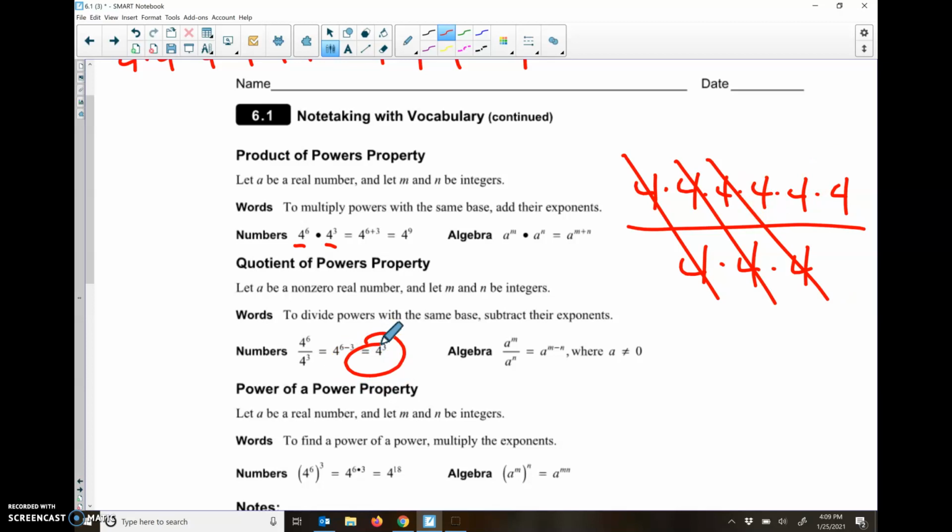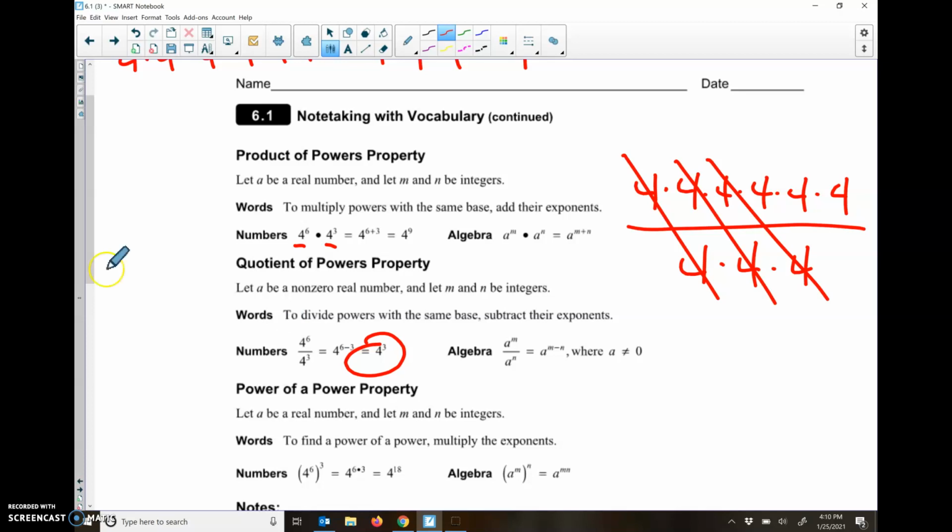So when you have a division problem, you're really just subtracting the exponents, again, as long as they have the same base. So we had 6 4s and 3 4s, then that works. If I had 6 7s up on top, then that doesn't work out. A 7 and a 4 don't cancel out.